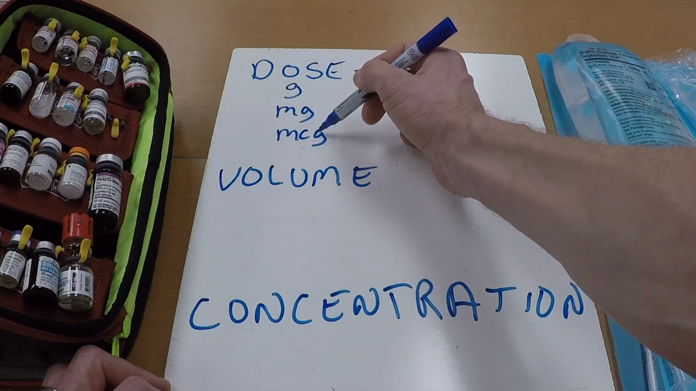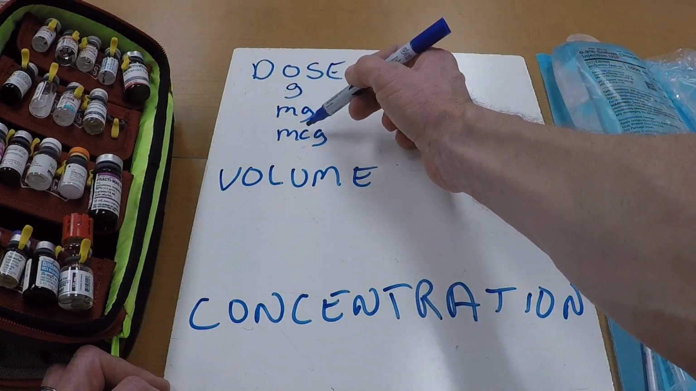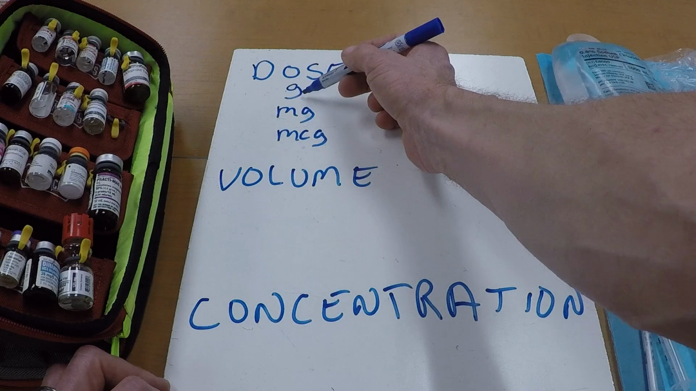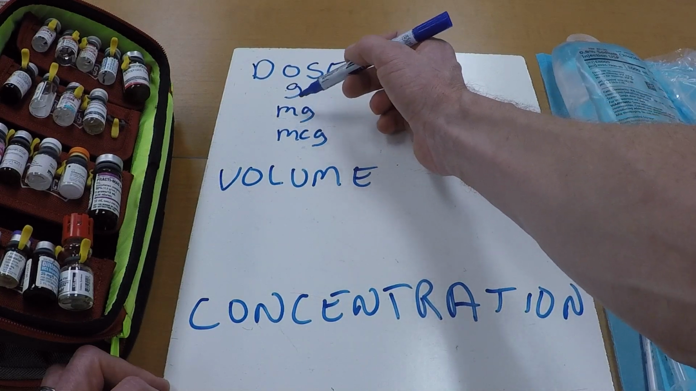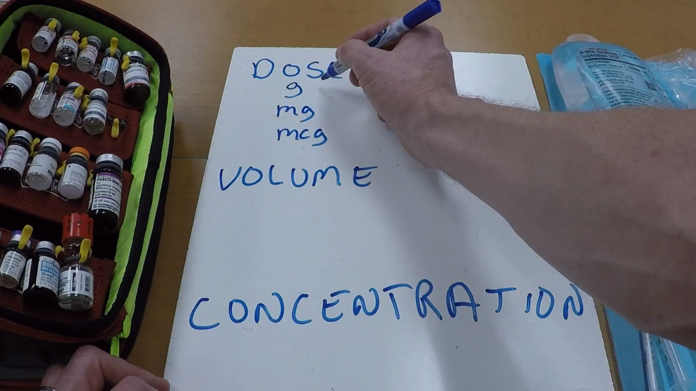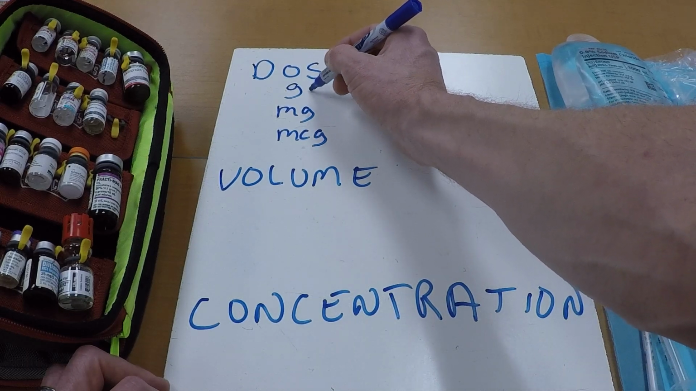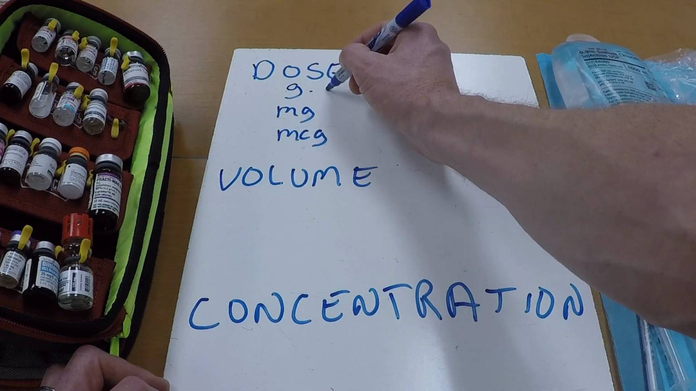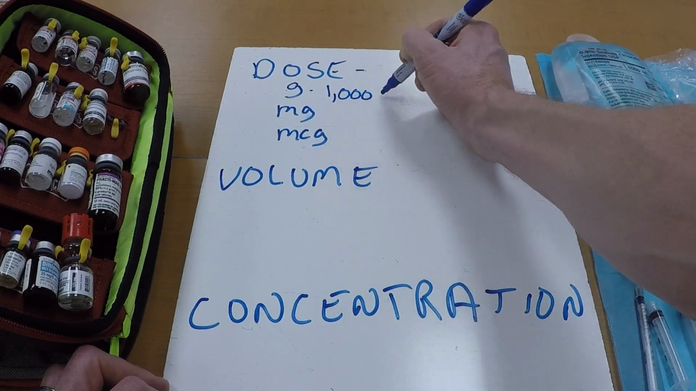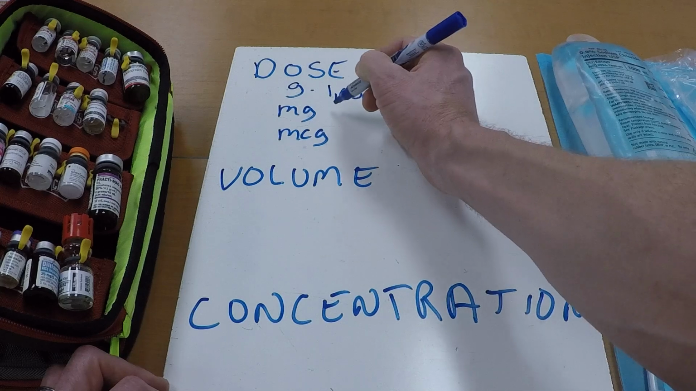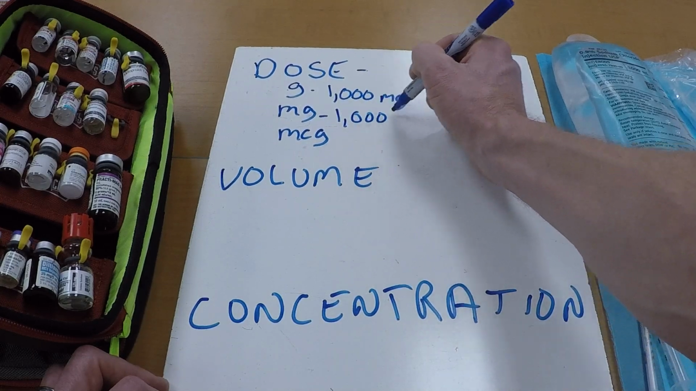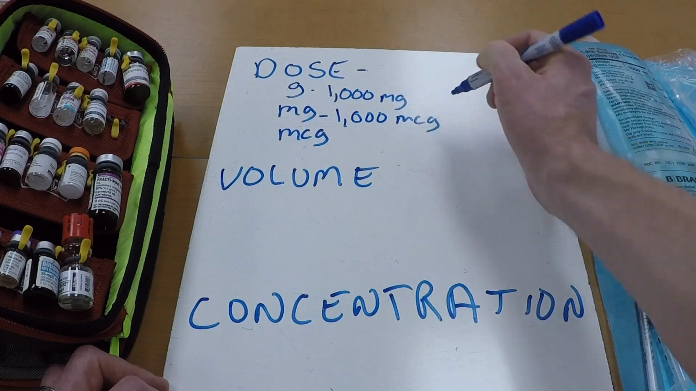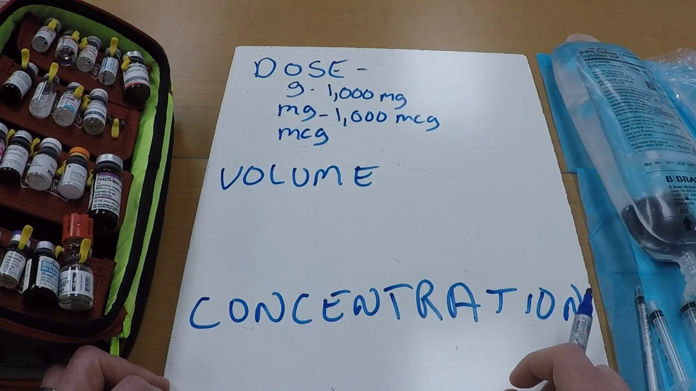And sometimes we're going to need to convert a weight. A medication may be packaged in grams, but we need to give a dose in milligrams. So we're going to convert, and we'll do some examples of how to do that later. But we'll start with a gram is 1,000 milligrams. And a milligram is 1,000 micrograms. So that's the weight.